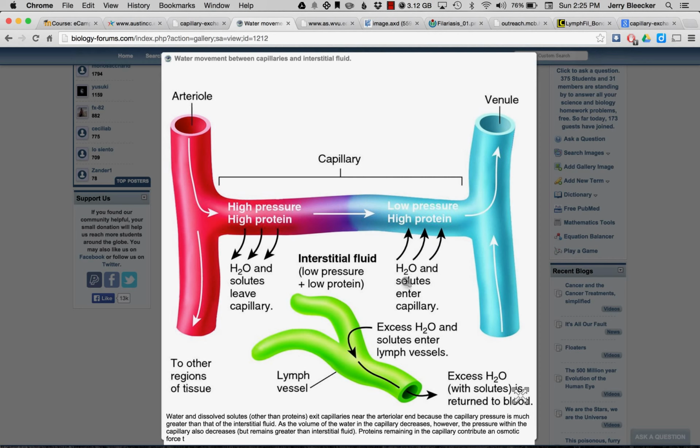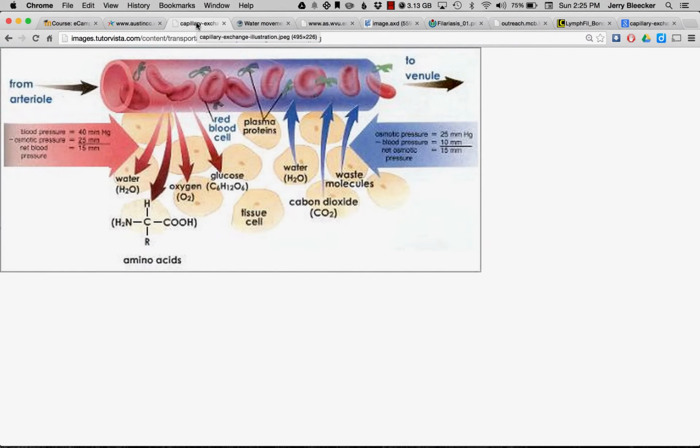The push, as you go through the capillary system, starts out high, and then it sort of fades as you go through the capillary and you come back to the venule on the other side. And that makes an opportunity for some things to flow back in. Okay, so what kind of things? All right, let's take a look.